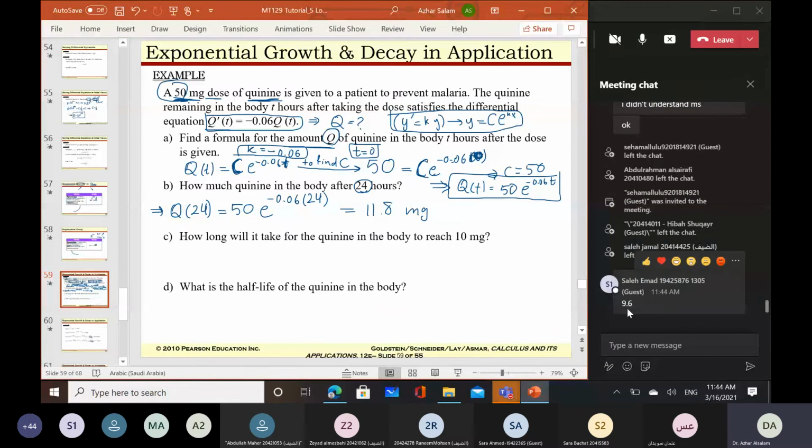Make sure of your result; I took this from the slide, 11.8. First multiply 24 by minus 0.06, then raise e to that power, using e to the power x on the calculator, then multiply by 50, and this will be the result.